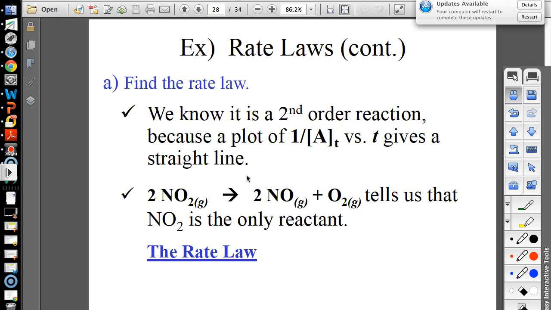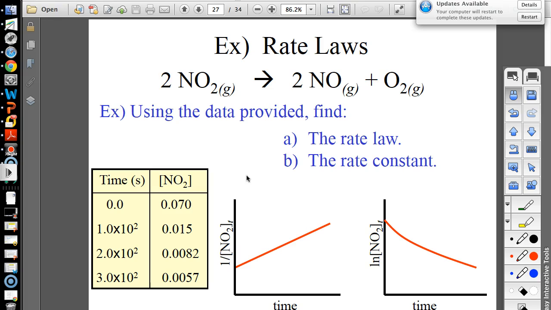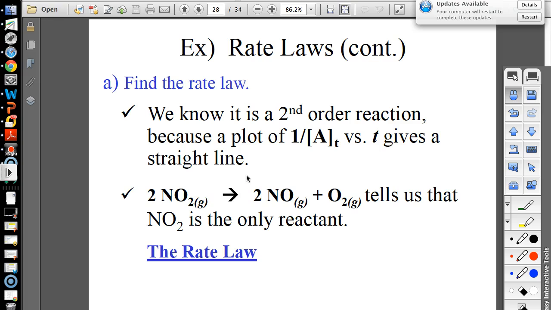It's second order because the graph of 1 over the concentration makes a straight line. And remember, when you draw a fraction, you have to draw 2 numbers. Notice I was getting confused because of the coefficients. The coefficients don't mean anything, ever. You can never, ever tell the rate law of an experiment from the coefficients.